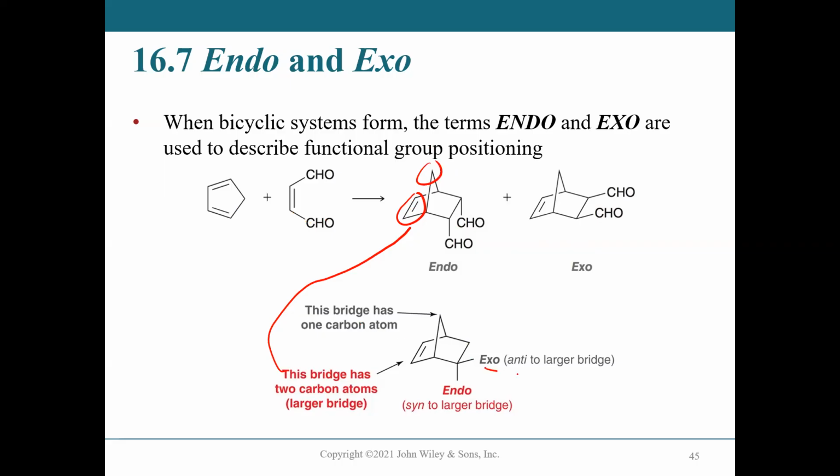So it says exo is anti to the larger bridge. So here we have exo. Here's the larger bridge right here. So it is exo. Endo is syn to the larger bridge. So this would be the endo product right here, if we compare it to the larger bridge.